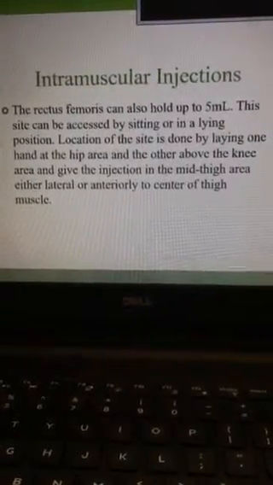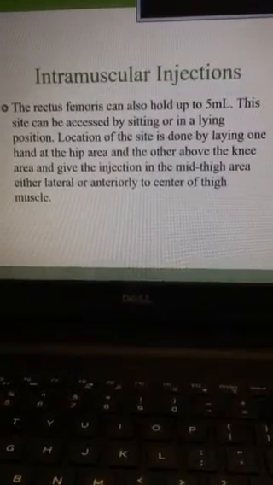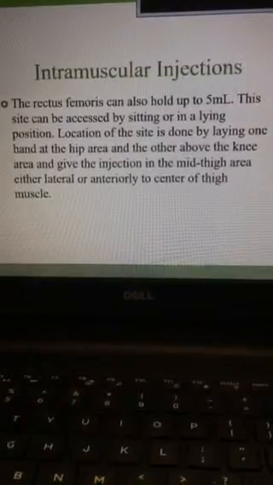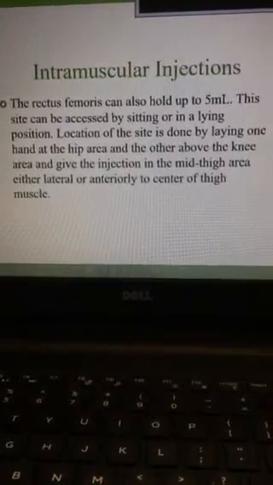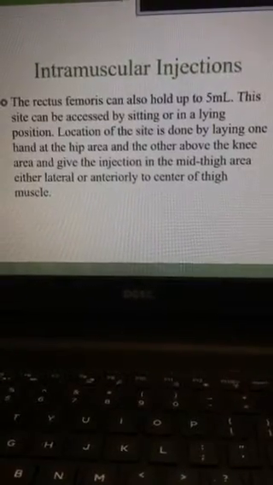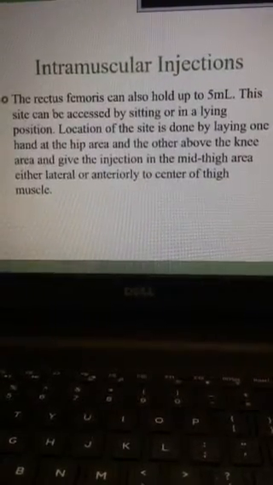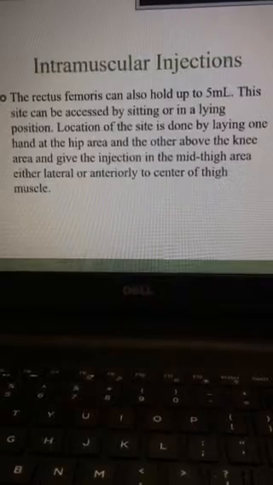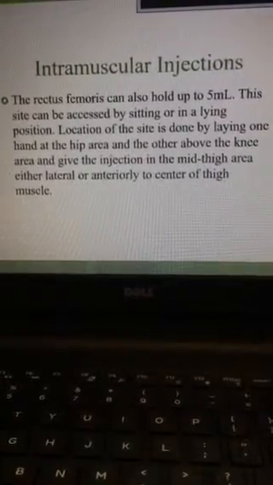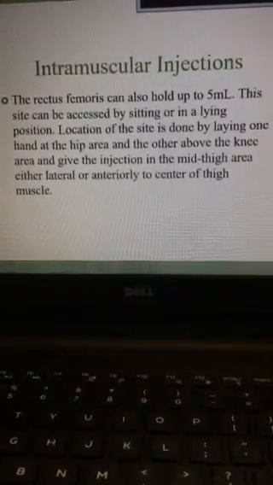The rectus femoris can also hold up to 5 milliliters. This site can be accessed by sitting or in a lying position. Location of the site is done by laying one hand at the hip and the other above the knee, and give the injection in the mid-thigh area, either laterally or anteriorly to the center of the thigh muscle.